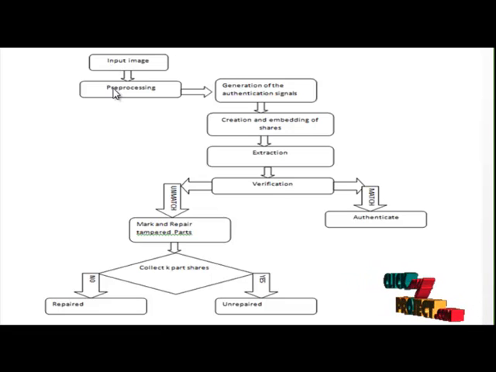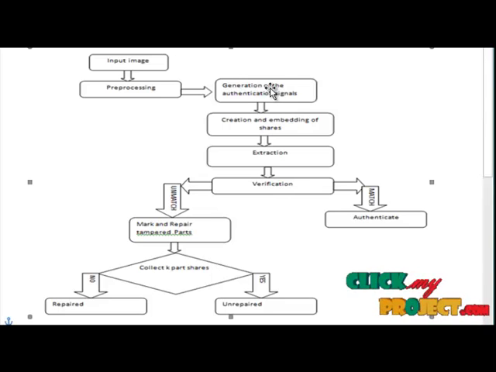Next step is the pre-processing. In the pre-processing method, a median filter is used to remove noise from the input test images. It is often desirable to be able to perform some kind of noise reduction on an image or signal. The median filter is a non-linear digital filtering technique often used to remove noise. Such noise reduction is a typical pre-processing step to improve the results of later processing. Median filtering is very widely used in digital image processing. Then the next one is the generation of the authentication signals.